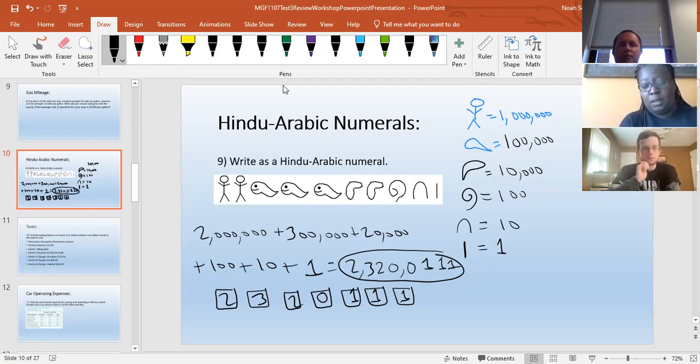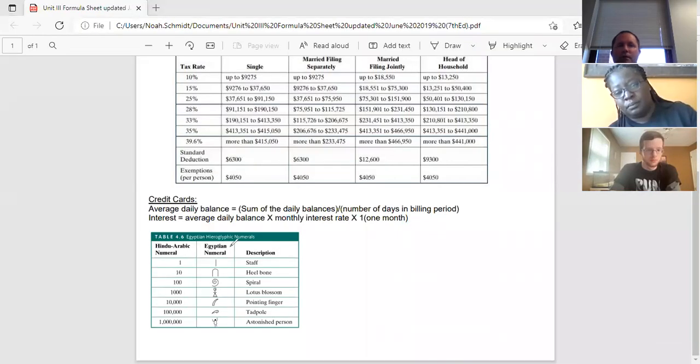So let me show you what you're looking at when you have your formula sheet. I have it too, but I have to share a different screen really quickly. Here's the formula sheet right here with the description of all the Egyptian numerals, and then the description of what they are, and then what their value is in Hindu Arabic numeral, which is our number system. All right, any questions?